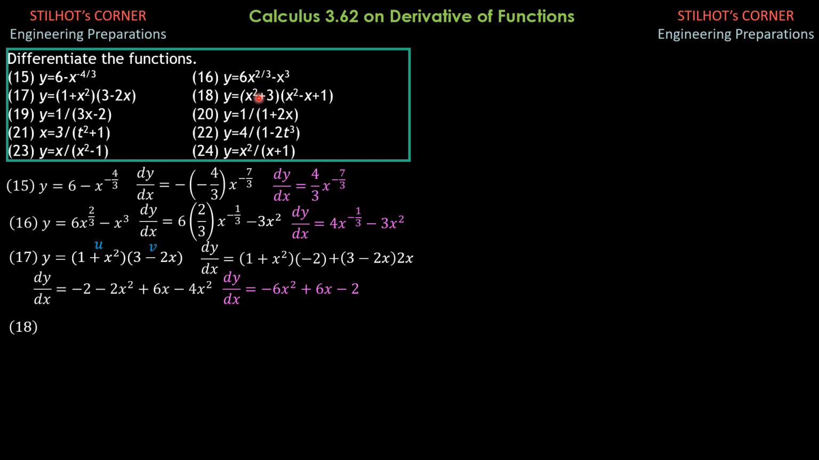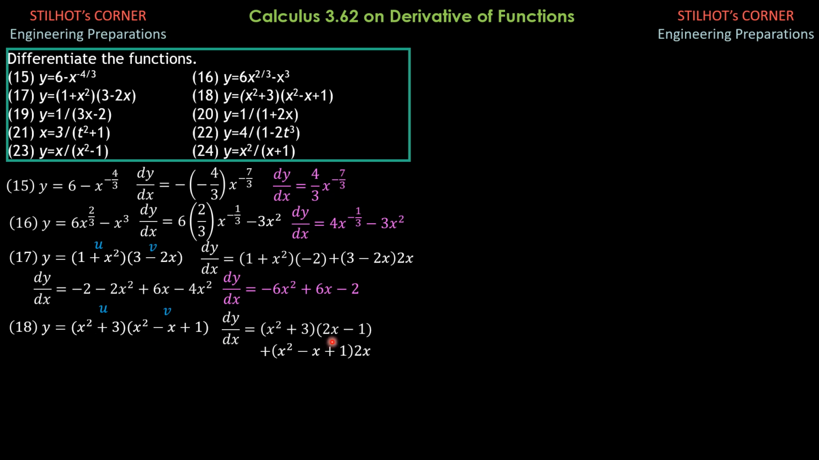Number 18, it's the same, derivative of product. So I'll treat the first function as u, the second as v. So it is first x squared plus 3 times derivative of v, which is 2x minus 1. So dy dx is quantity x squared plus 3 times 2x minus 1. Derivative of x squared minus x plus 1 is 2x minus 1. Plus second, quantity x squared minus x plus 1. Derivative of x squared plus 3 is 2x.